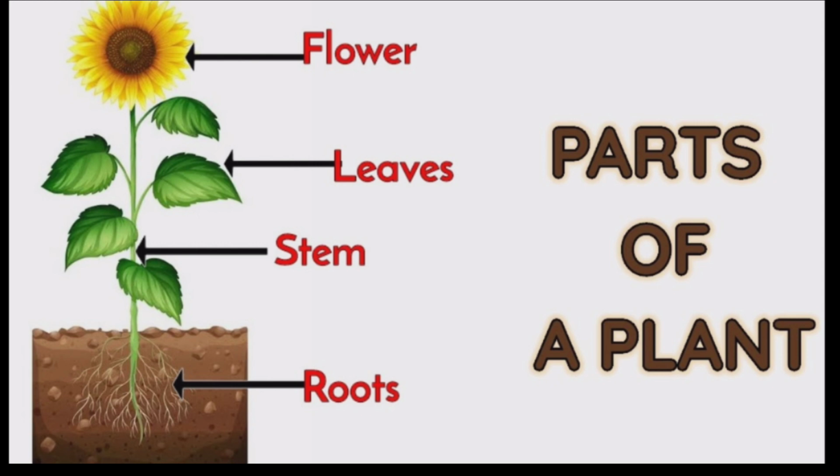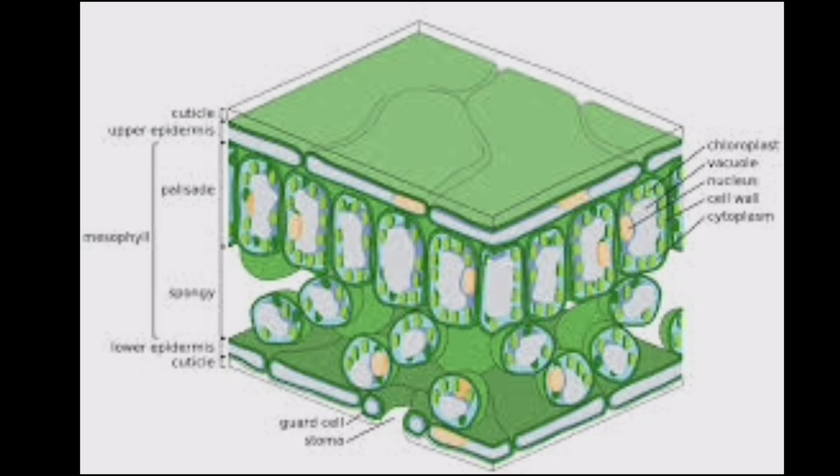Leaves contain a green colored material or pigment called chlorophyll. This chlorophyll is present inside the cells of the leaves. The chlorophyll is present inside a certain structure called the chloroplast. In the chloroplast, chlorophyll is present. Chloroplast is a structure present inside the leaves, and inside the chloroplast, chlorophyll is there.